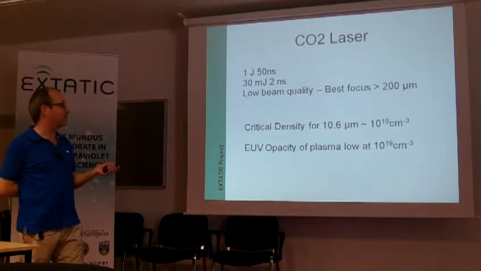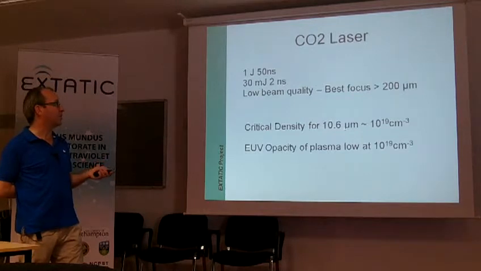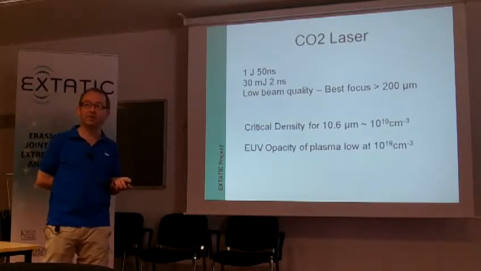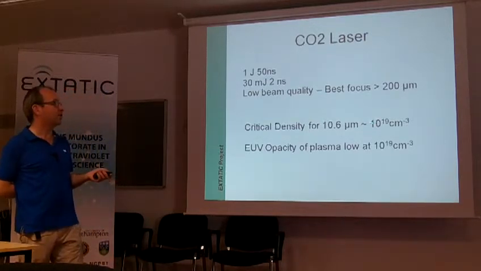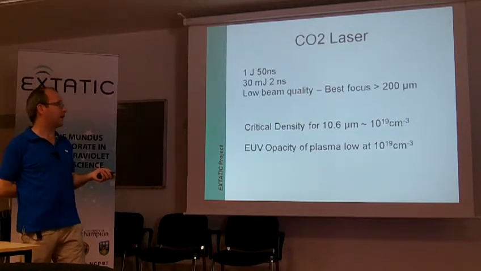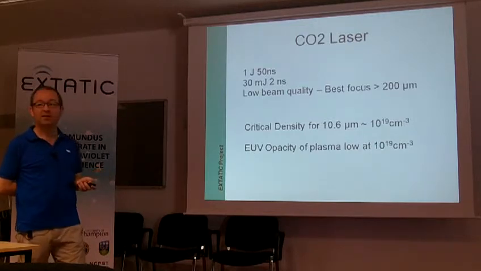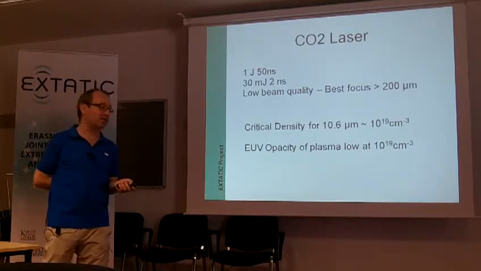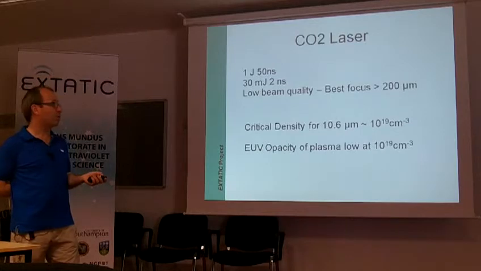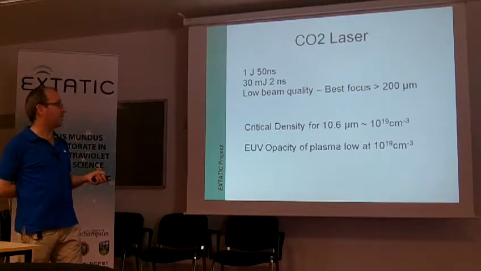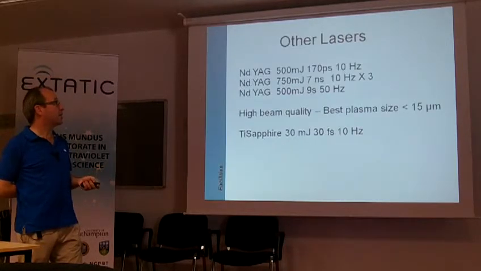One of the reasons for using the CO2 laser in the system, like I said before, is that the critical density for a CO2 laser is about 10 to the 19 per centimeter cubed, which is something we should be able to achieve in the discharge, which should allow us to couple the CO2 laser effectively into the discharge over a small length scale. And the other advantage is that the UV opacity at this density is quite low, so we should be able to get our UV photons back out through the system again as well.